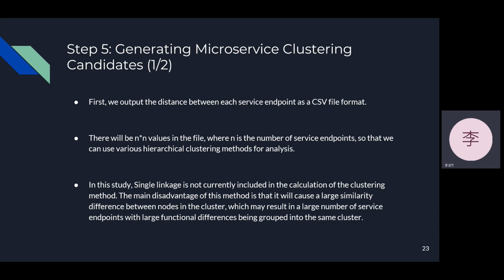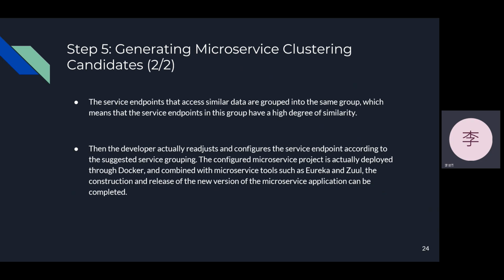In the final step, we first output the distance between each service endpoint as a CSV file, and there will be n multiply n values in the file, where n is the number of the service endpoints, so that we can use various hierarchical clustering methods for analysis. The service endpoints that access similar data are grouped into the same group, which means that the service endpoints in the group have a high degree of similarity.